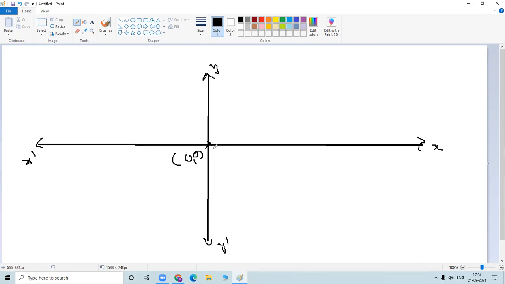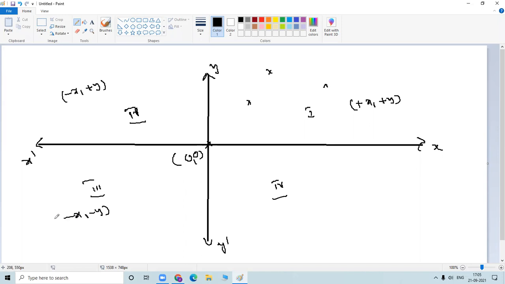Here we use 2 points to represent any location on the plane. The entire plane is divided into 4 quadrants: first, second, third, and fourth quadrant. The first quadrant consists of positive x-axis and positive y-axis. The second quadrant consists of negative x-axis and positive y-axis. The third quadrant is negative x-axis, negative y-axis. The fourth quadrant consists of positive x and negative y-axis. The first one is called the abscissa, the second one is called the ordinate.